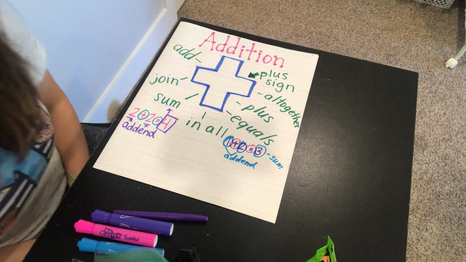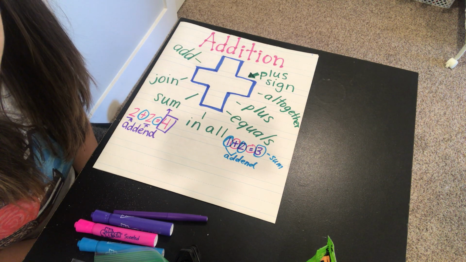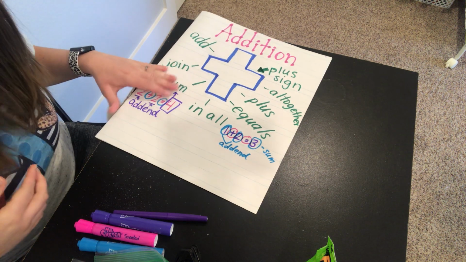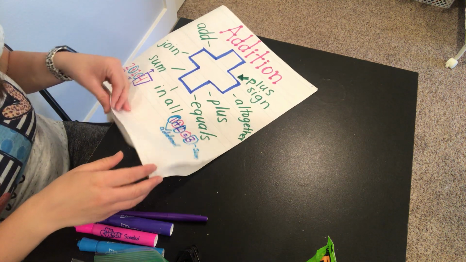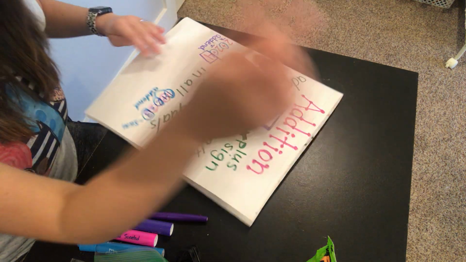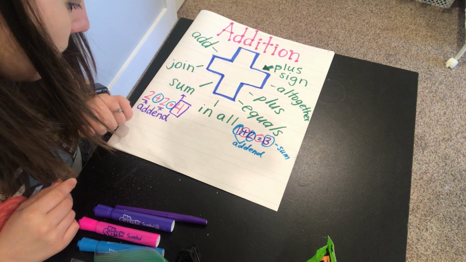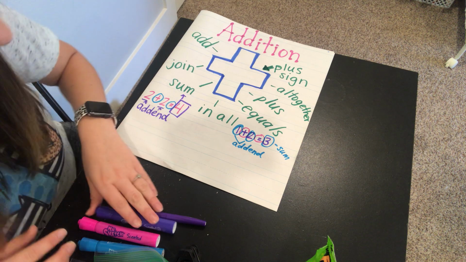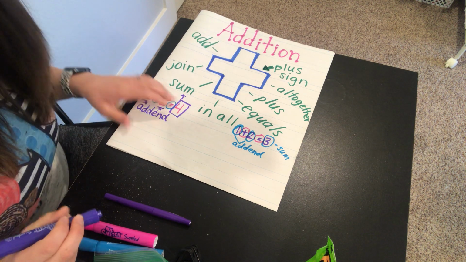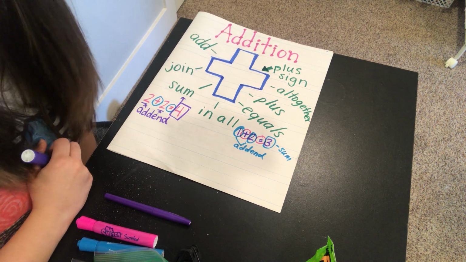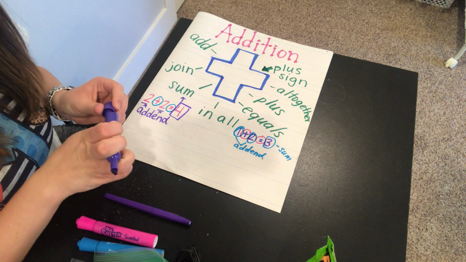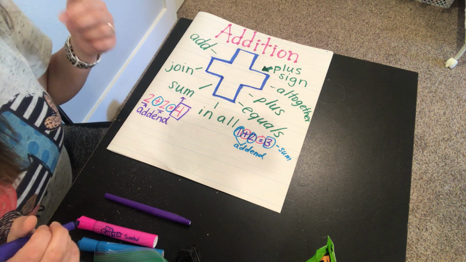We are going to work on adding using 10 frames. Okay? So, let's see here. Let me open up my paper. Well, let me grab another paper really fast. Well, we'll just use this one. I think I've got room. We're going to make a 10 frame first, and you may want a parent to help you do this. Or you can do it if you want.